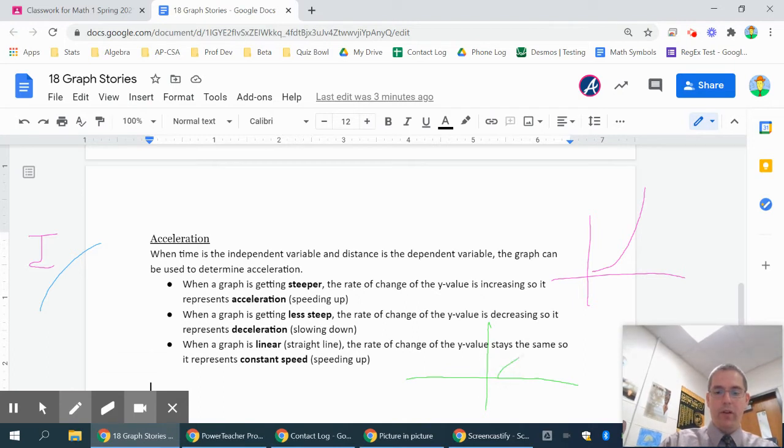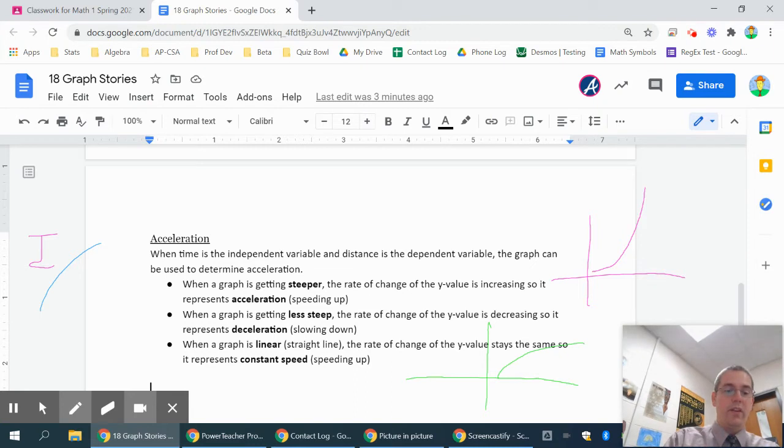Now this other graph here, I'll do this one in green, it's still increasing the whole time, but the rate of increase slows down, so that is deceleration because how fast it's increasing slows down. So you can tell this graph is getting steeper and steeper, so it's accelerating. This graph is getting less steep, it's decelerating.